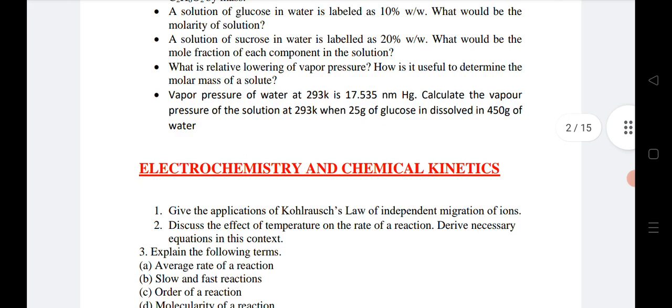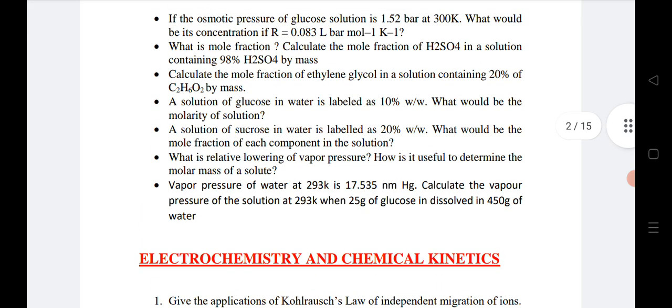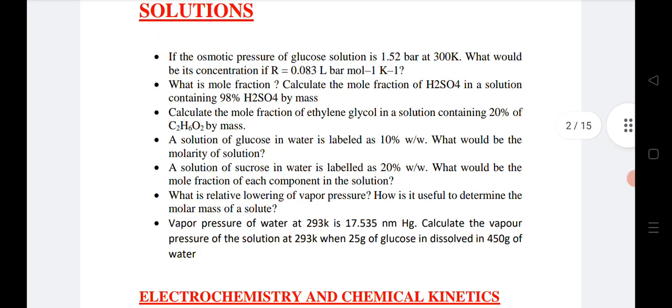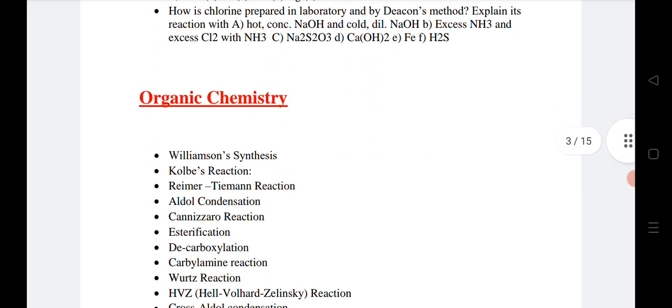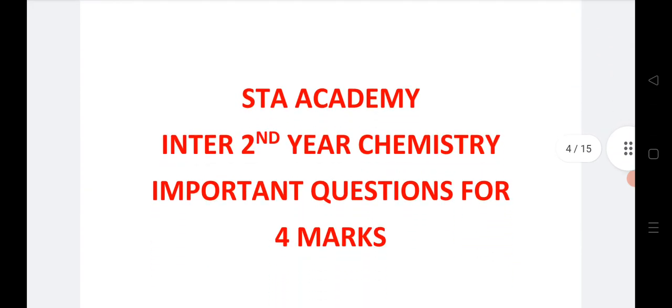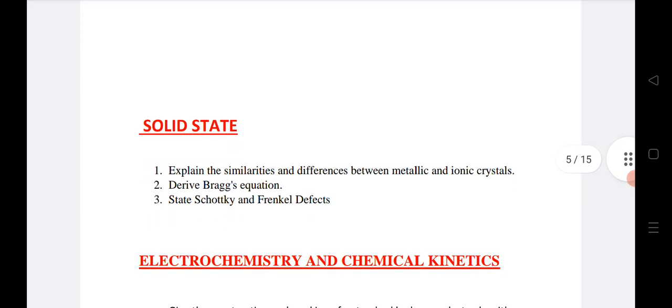You can leave solution. If you are good in solution, if you are well aware of the problems of solution, you know molarity, mole fraction, you can do the vapor pressure questions, RLVP questions, then you can definitely go for this chapter. Next is SAQ for 4 marks, important chapters as well as questions: solid state.